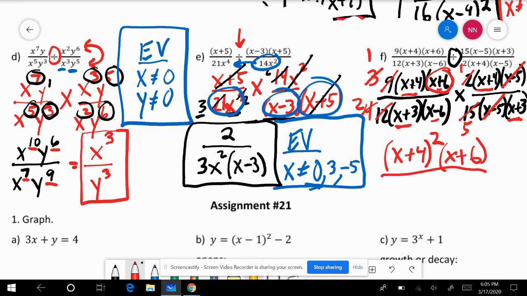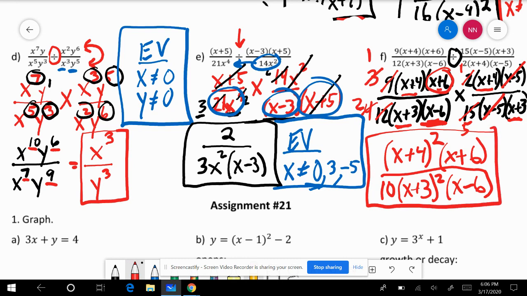In the denominator, I have a 2. I have a 5. That gives me a 10. I have an x plus 3 and another x plus 3. So that gives me x plus 3 squared. And I have an x minus 6 right here. It doesn't look much more simplified, but that is our answer.